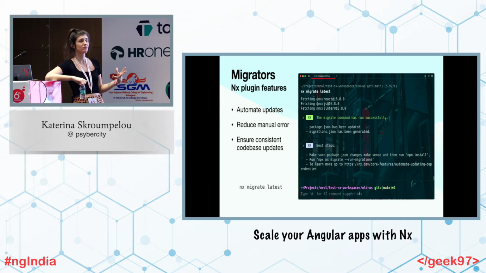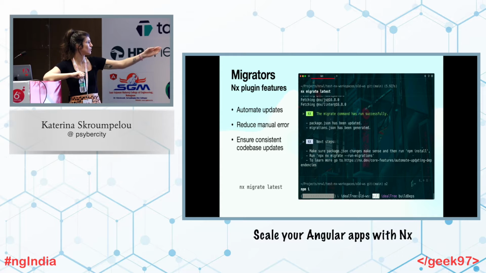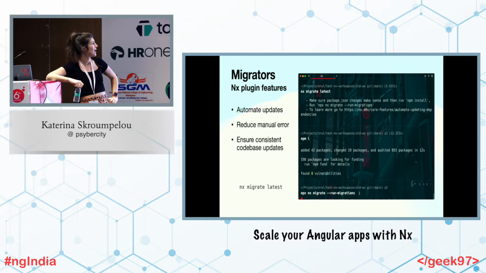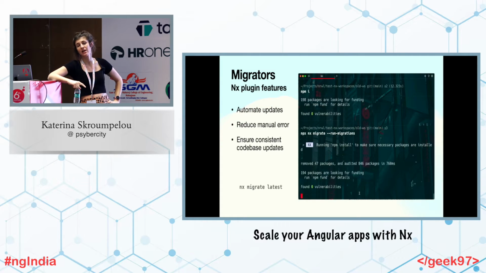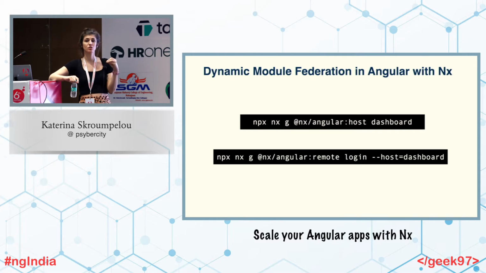Also, part of the generators are migrators. They automate updates. So you can do nx migrate and put a version. For example, here we're seeing a migration to the latest version of NX. This is not the latest, but you know. And what it does is it will take care to update your packages in package.json, but it will also make sure to change specific files in your code base that need changing because some syntax may have changed from one version to another.